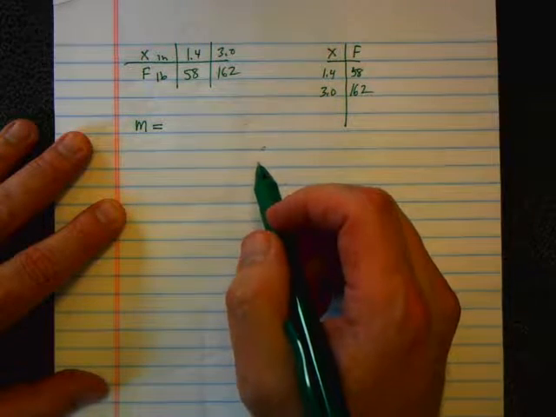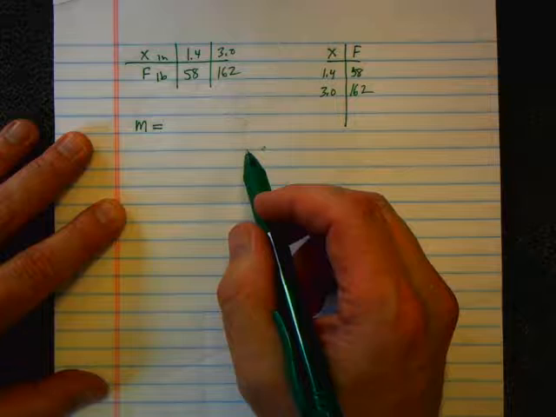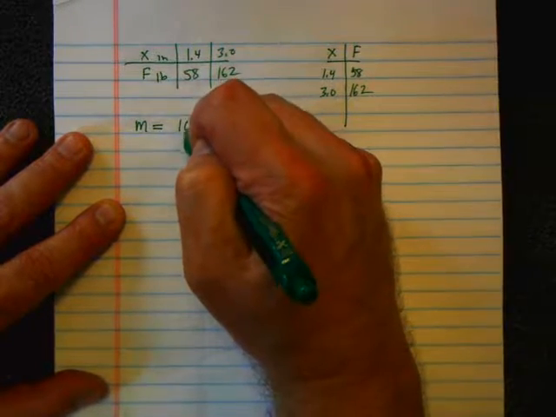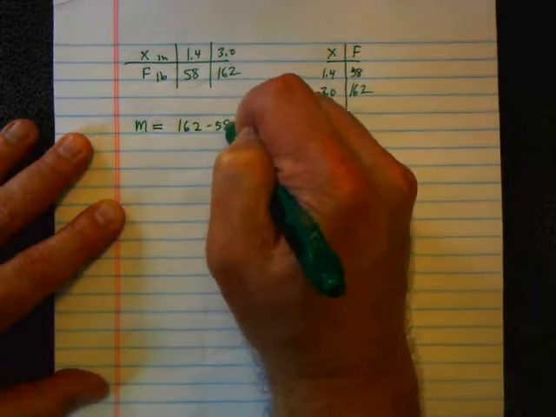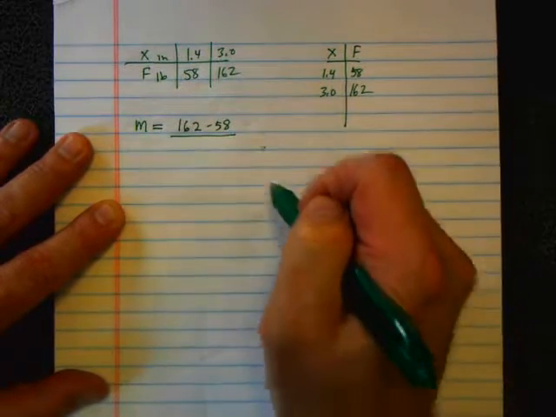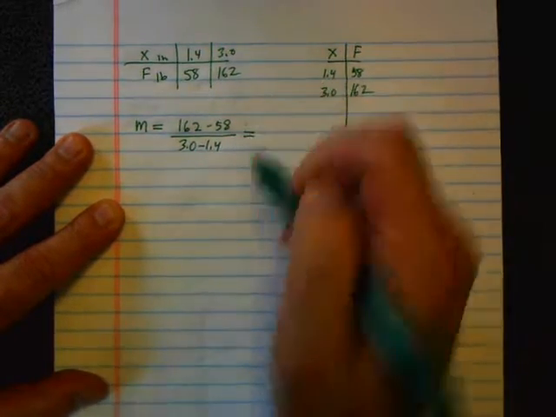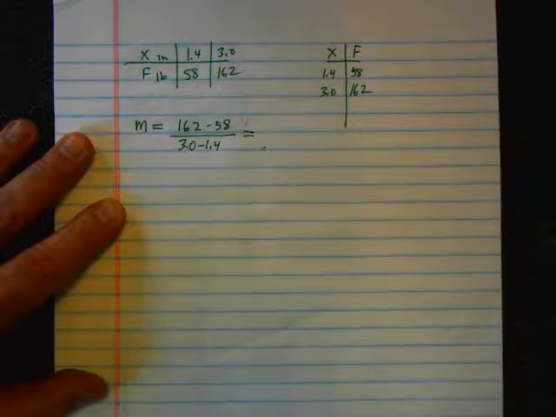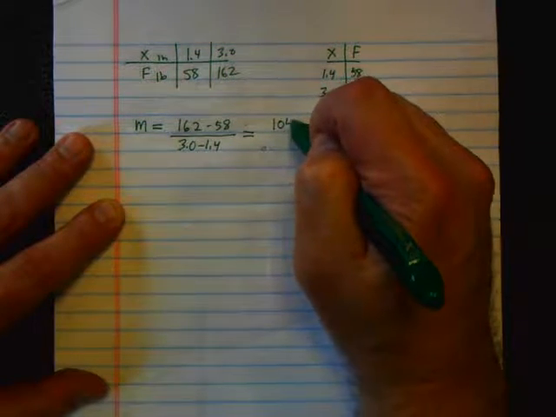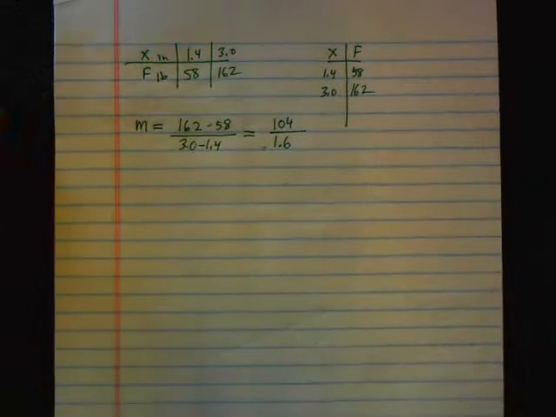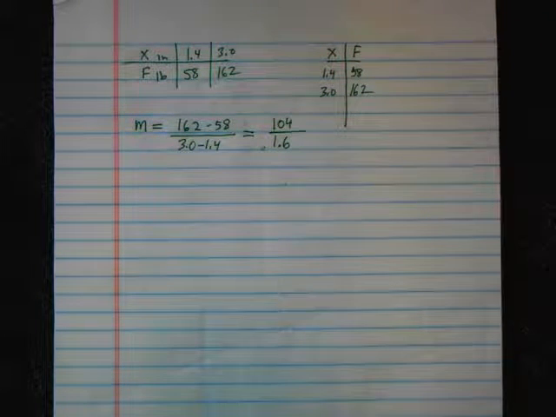1.6. Say that again. 104 pounds over 1.6 inches. Okay, so you did all the arithmetic already. So you did 162 minus 58 divided by 3.0 minus 1.4, and you told me 162 minus 58 is 104, divided by 1.6, you said? Okay, that's a correct answer. Almost.